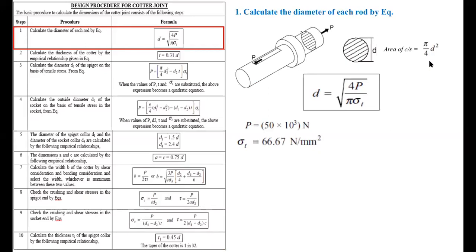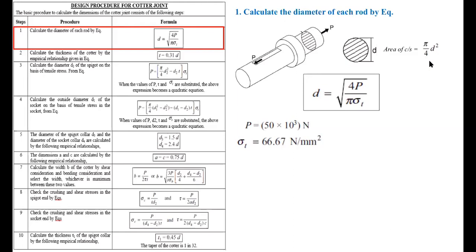You all have a calculator and a notebook, so please make a practice of solving this numerical. Also, the Cotter and knuckle joint numericals are very important for GTU. They will surely ask in the GTU exam either Cotter or knuckle, one of the questions will be there in your exam.